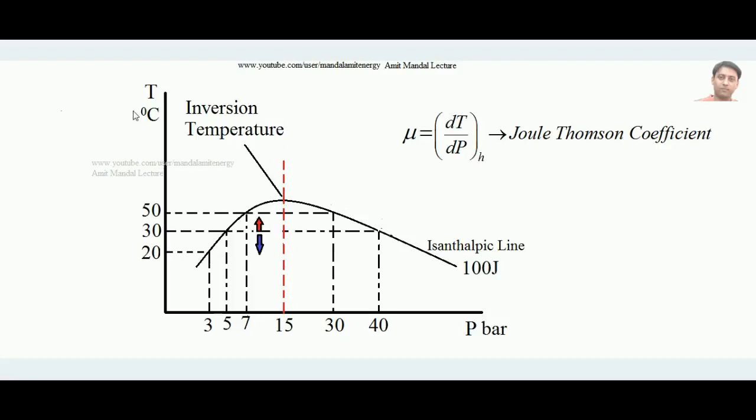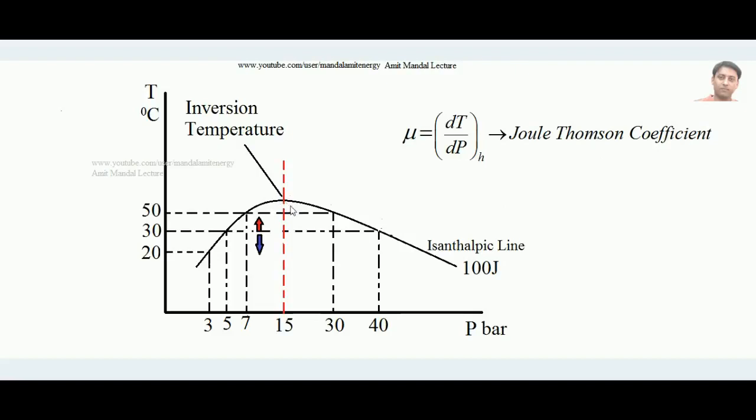And one more thing you can see is that for this curve, anywhere we want to find the tangent of this curve, dy by dx gives the tangent. So according to this graph, dT by dP will give the tangent. This is what is called the Joule Thomson coefficient. At any point where we find the tangent of this curve, that is the Joule Thomson coefficient. Enthalpy remains constant over this line.